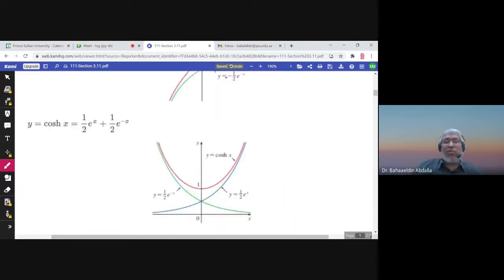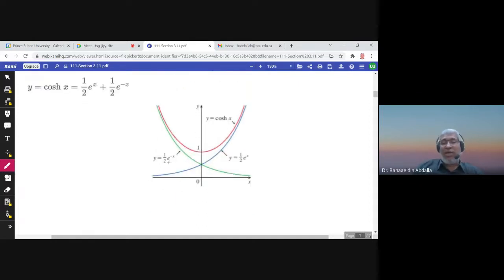Cosh will be the addition of these two. And if you add the blue and the green, you will get this red curve now. Because, for example, this is half in the red, half in the green. If you add half plus half, you get 1. So cosh 0 is 1. This is the graph of cosh x, and you can also see that the domain and the range would be all real numbers.